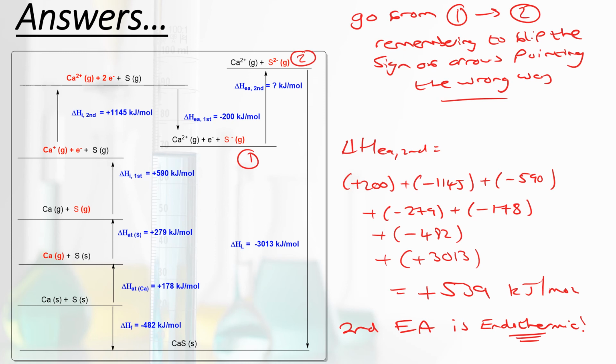So we just change calcium as a solid to calcium as a gas. I then need to do my atomization of sulfur. Again, the same idea. Sulfur as a solid to sulfur as a gas. These are both endothermic processes. So the arrows go up.